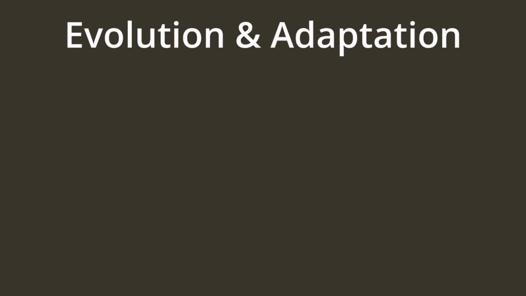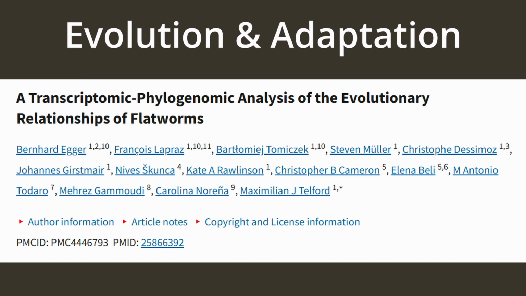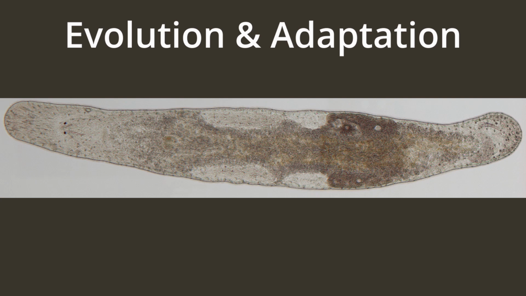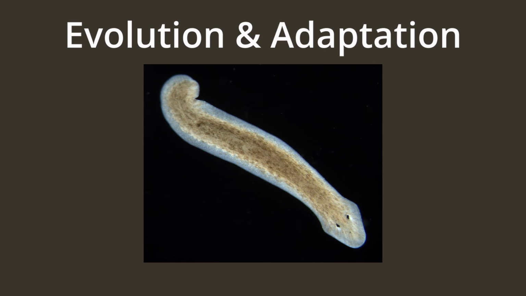Now that we're talking about evolution, let's talk about their evolution and adaptation. Genomic studies I will link to in my blog post show that flatworms are a monophyletic group. They all share a single common ancestor. The earliest flatworms were likely free-living marine scavengers, similar to the modern macrostomids. From that ancestor, two main lifestyles emerged.